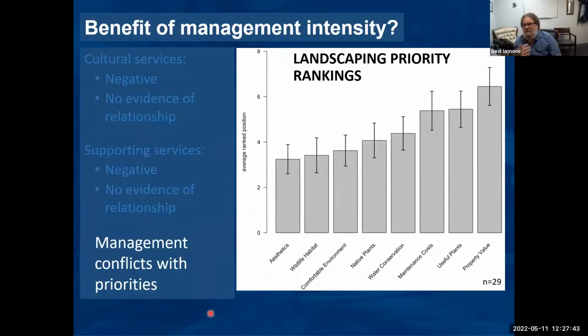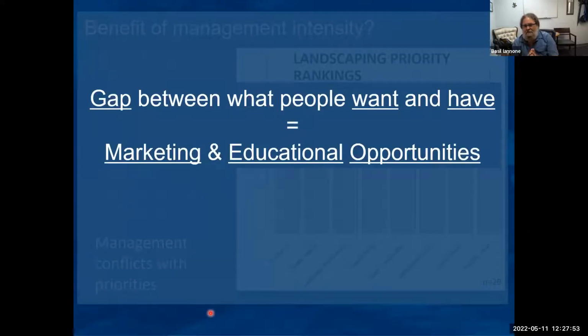So what we're finding is a management conflict. We found conflict between what people want from their yards and the management intensity that we're doing. And so there's a gap between what people want and have.